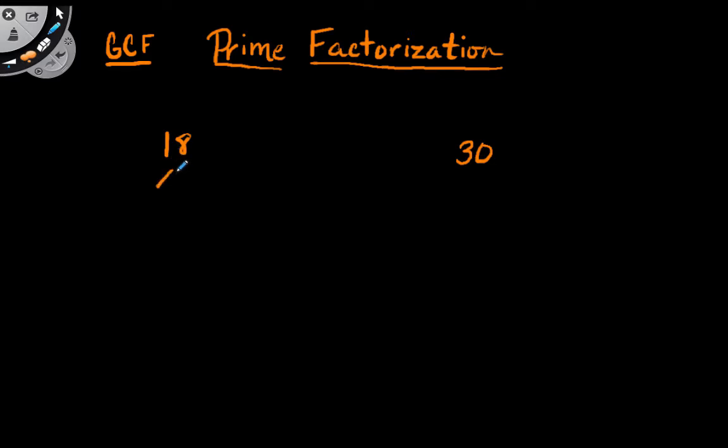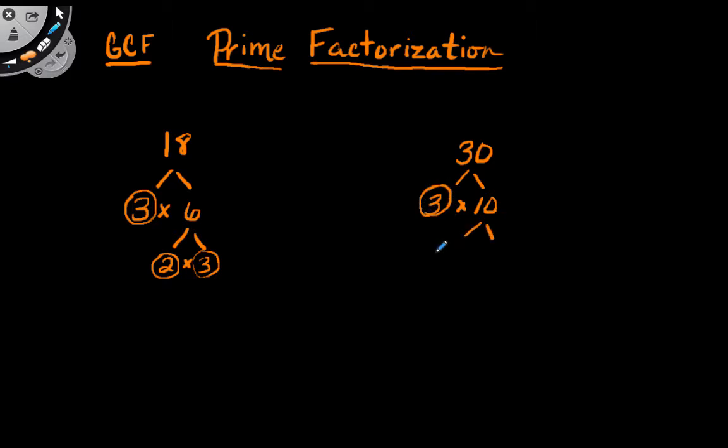So we can break down 18 into 3 times 6. 3 is prime, so I'm done with that, but 6 can break down into 2 times 3. And 2 and 3 are both prime, so we're going to circle those. 30 can be broken into 3 times 10. 3 is prime, but 10 can be broken down into 5 times 2. 5 is prime and 2 is prime.